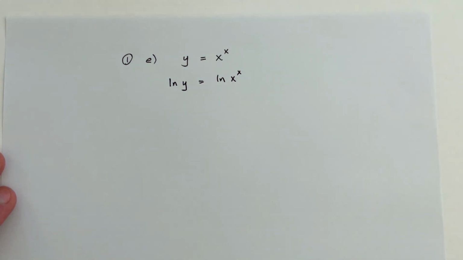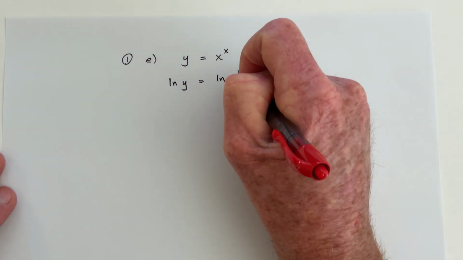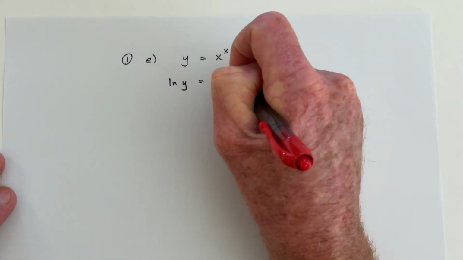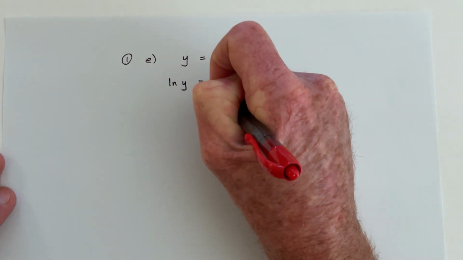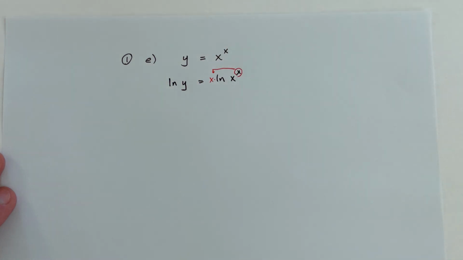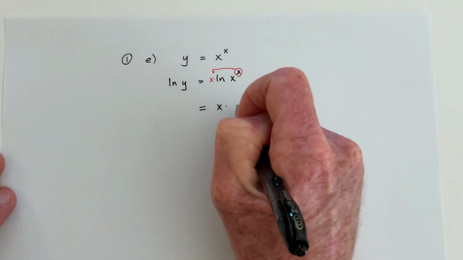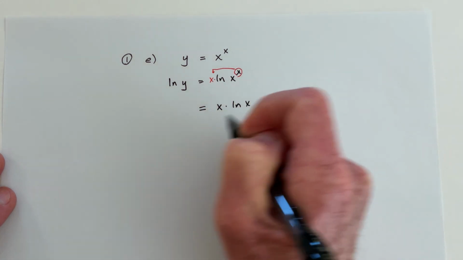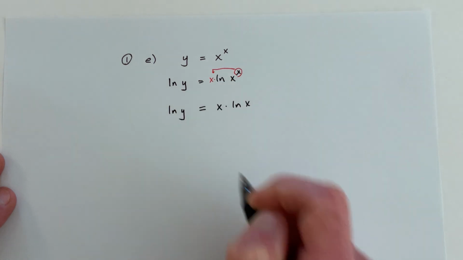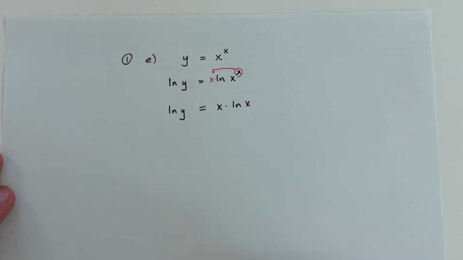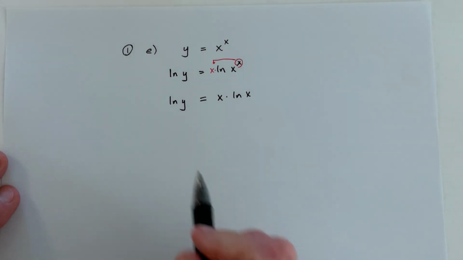And then the rule from logarithms is you can take this x and put it in front and multiply. So that's not taking the derivative, that's from pre-calculus. It's one of the rules for logarithms. Okay, now that we've done that pre-calculus part, now it's time to do the calculus part. Take the derivative on each side.